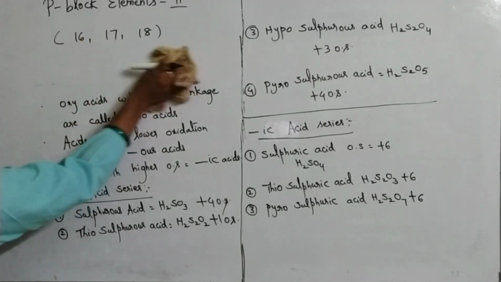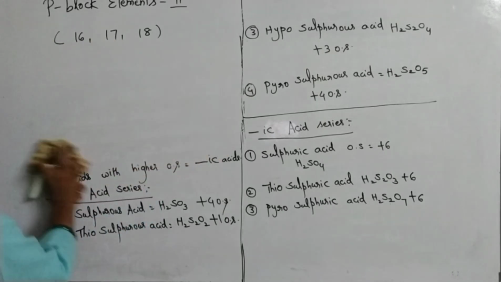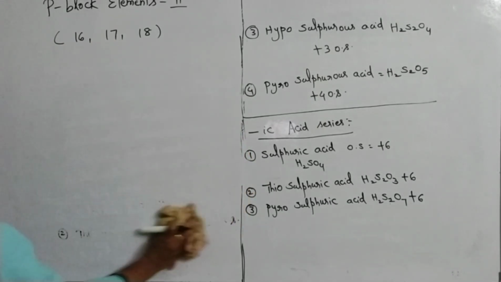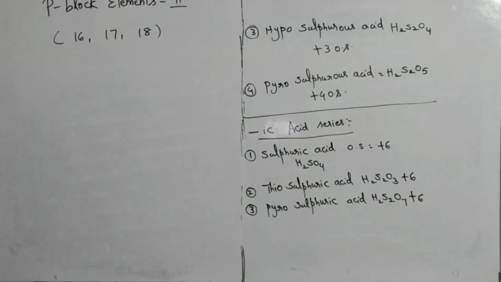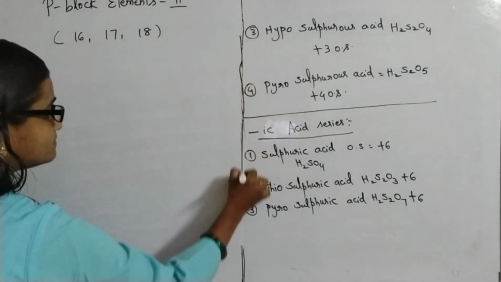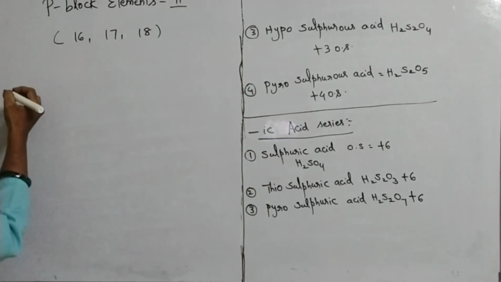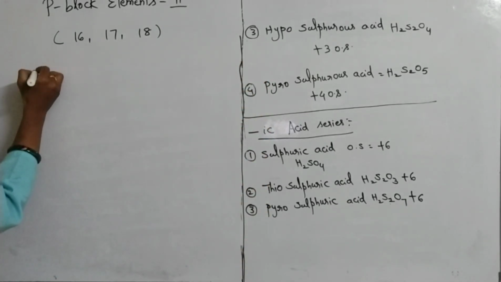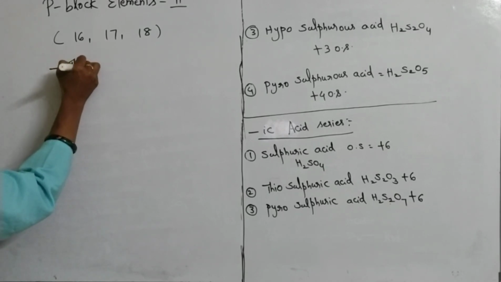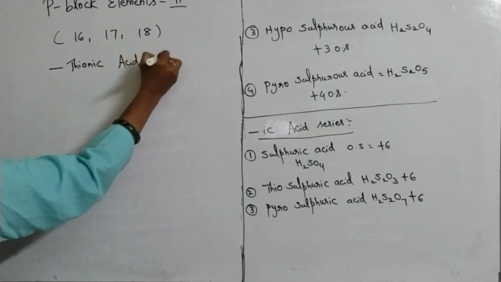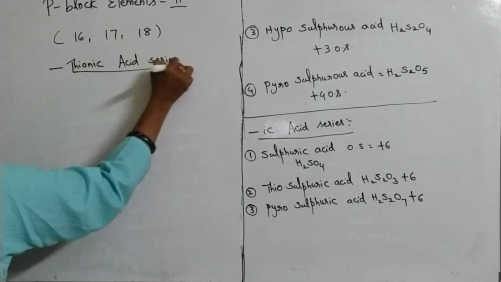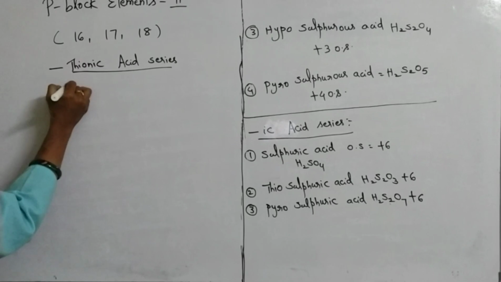Next, there are other types of acids also. Please concentrate on these points, because you will be getting objective questions from these points. Please remember. Next, the third type is the thionic acid series.